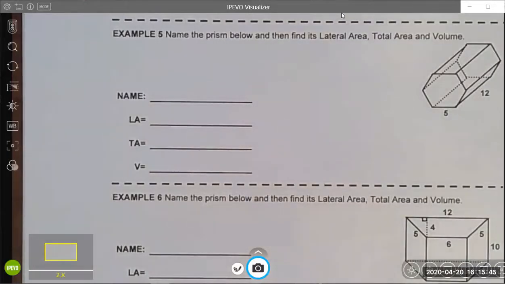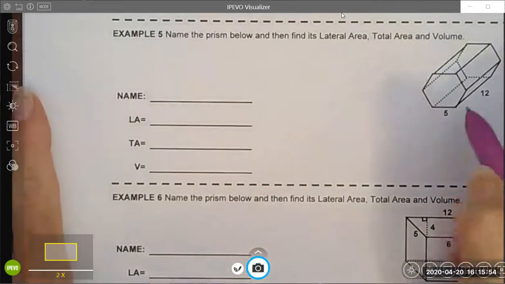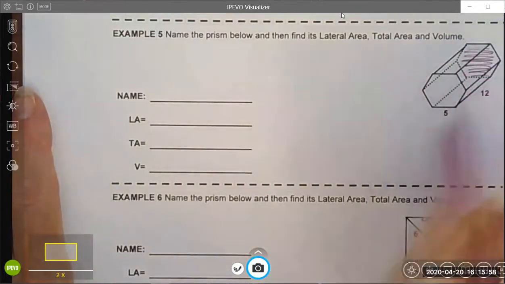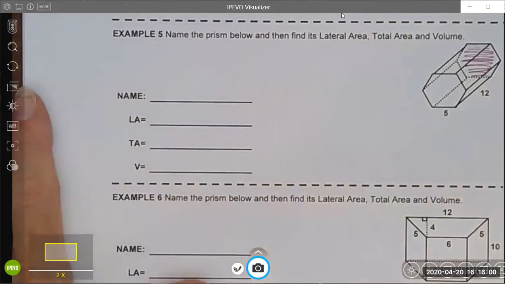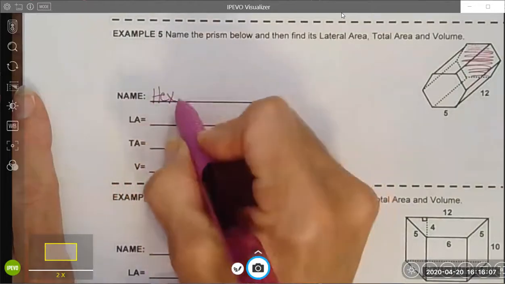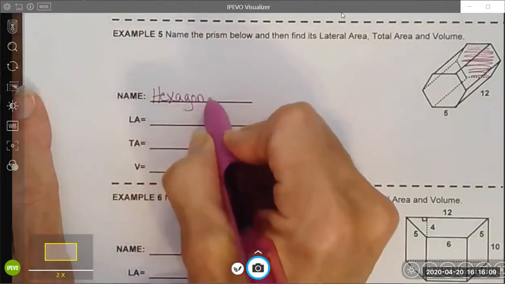Let's look at one last example before I cut you loose. This last example that we're going to do together, example 5, is a hexagonal prism. We're asked to find the same information as before. The first thing I do is figure out what is the base shape, and in this case, it's a 6-sided figure, and we call that a hexagonal prism.